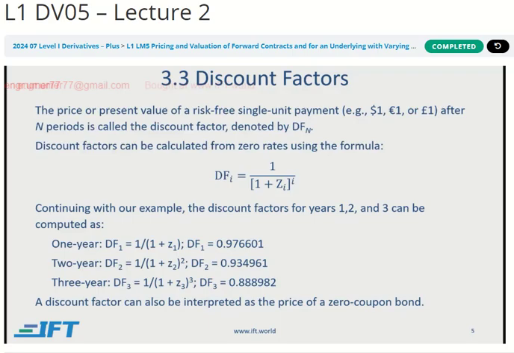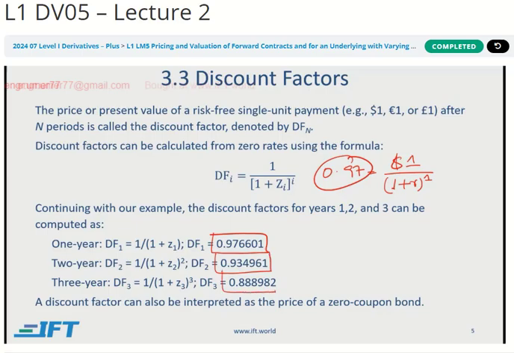Now, discount factor is very simple. If you are getting $1 1 year from now and you discount it back to today, and let's say it is equal to 0.97, so this is the discount factor, right? And it's very simple to calculate, and you can see the first year discount factor is 0.97, second year 0.93, and third year is 0.88. And you can see that it is getting lower, because the further out into the future the payment is, the lower its present value is going to be.